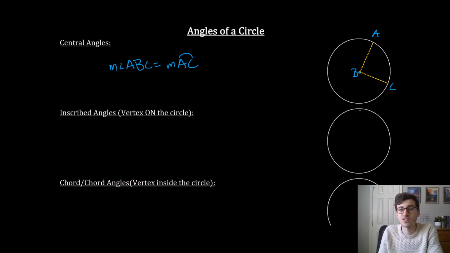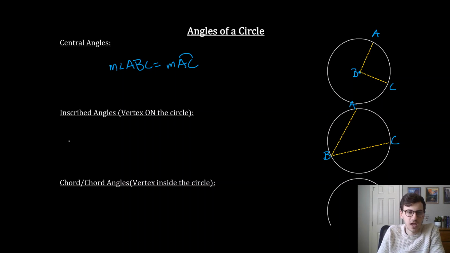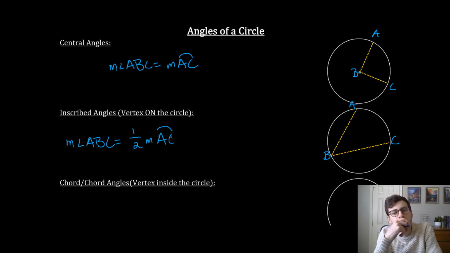Okay, inscribed angles. The vertex of the previous angle was on the center of the circle. Now this vertex is on the circle. If this was A and this was B and this was C, for inscribed angles, the measure of angle ABC is equal to half the measure of the inscribed arc.